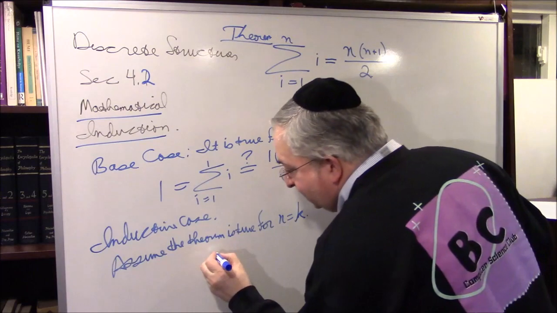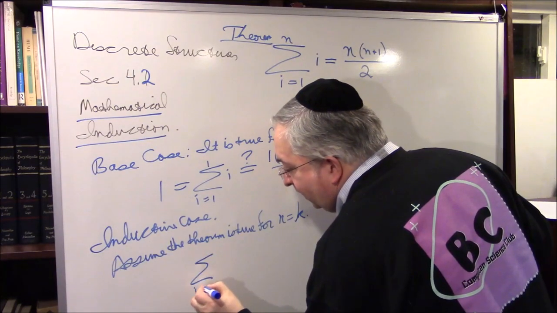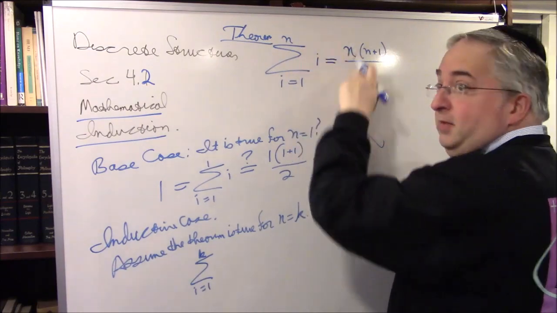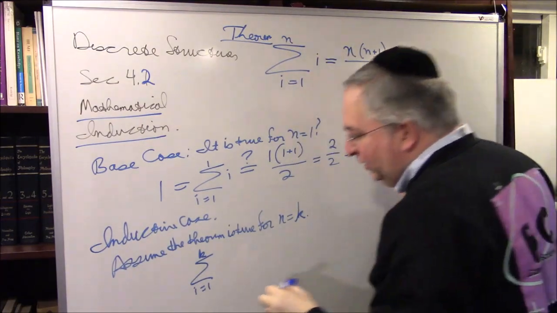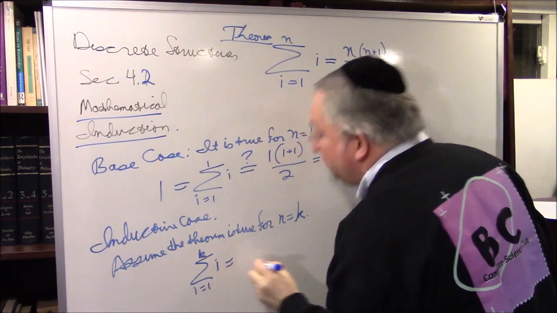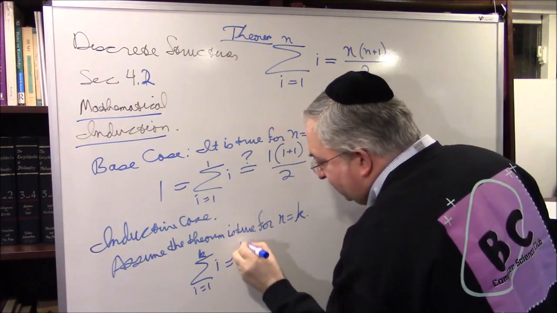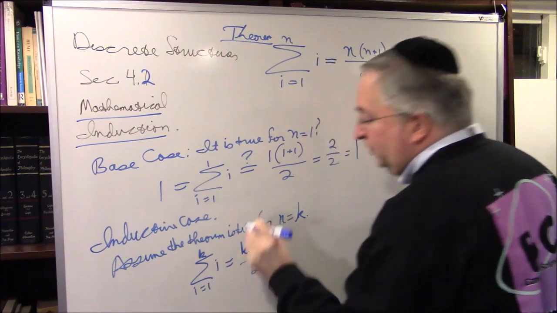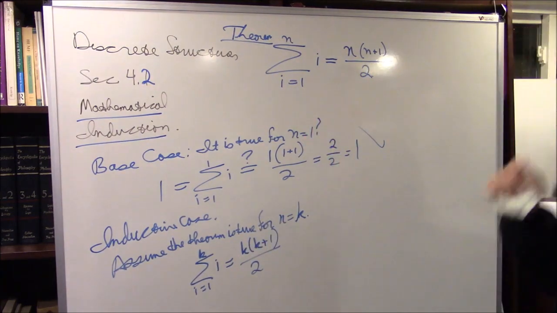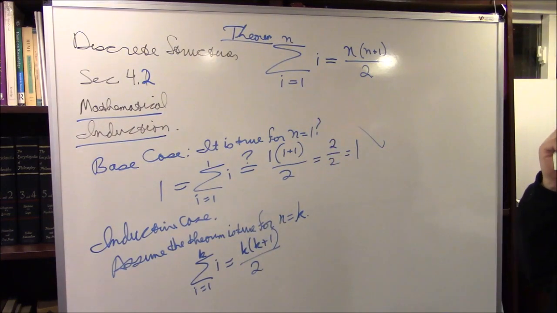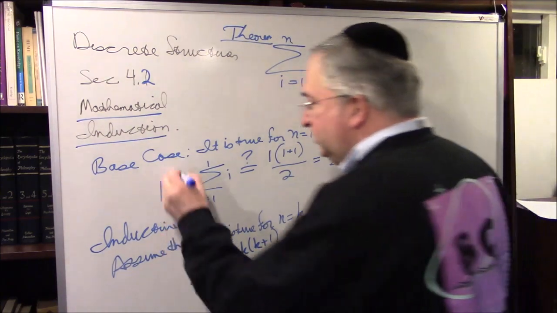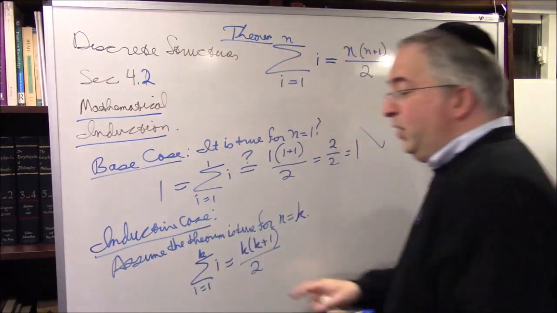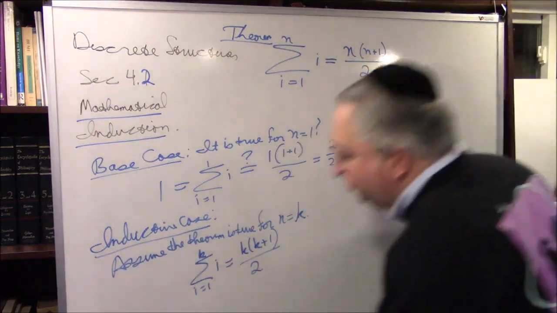What that means is that the sum of i equals 1 to k, just writing this theorem with k instead of n, of i should equal, let's plug in k, k times k plus 1 divided by 2. Okay, that's what it means. This is the inductive case, this is the base case. This is the inductive case. We have to assume this, and then we want to do the following.